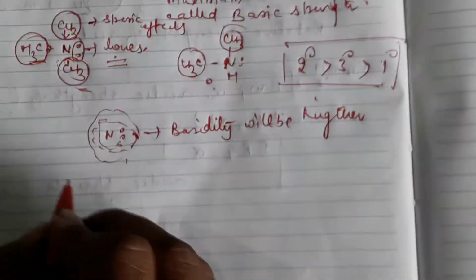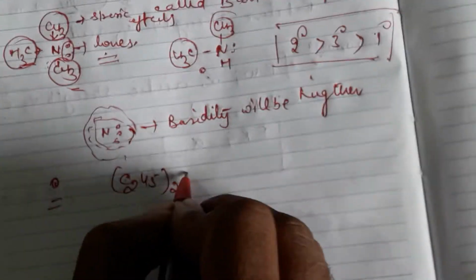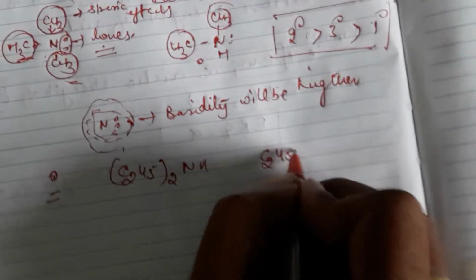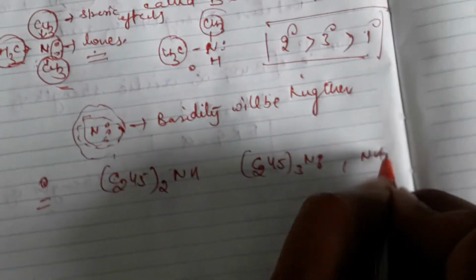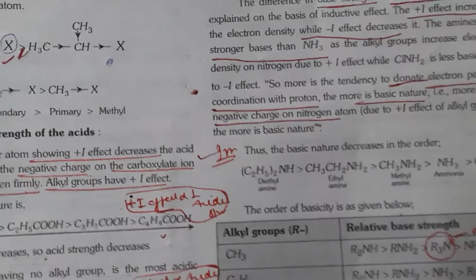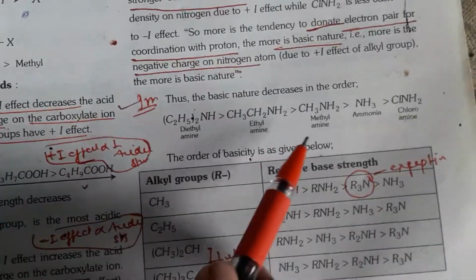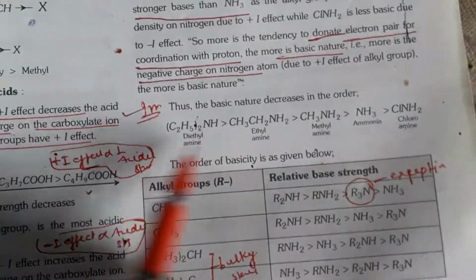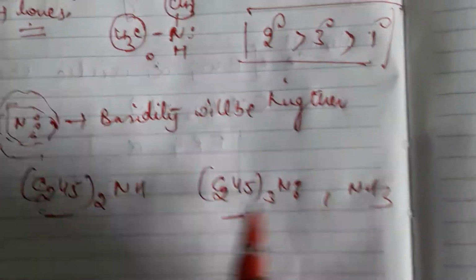I have also taken another example: diethylamine, triethylamine, and ammonia. It is also mentioned here: diethylamine, ethylamine, methylamine. So these are the types, and examples have also been mentioned in this book. In this molecule, this is dimethyl, this is trimethyl, this is ammonia.